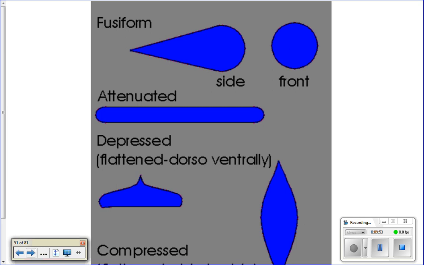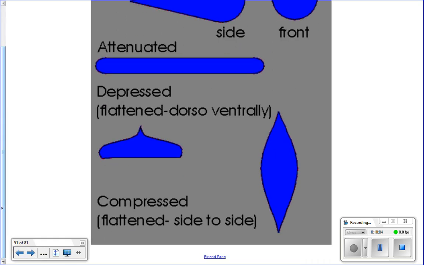Attenuated is the long, skinny, eel-like bodies. So eels would be attenuated body shapes. You've got depressed, which is flattened dorsal ventrally, and then you've also got compressed, which is flattened side to side. So you've got a couple different kinds.